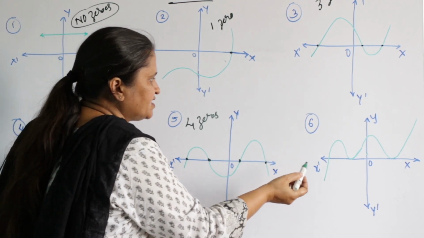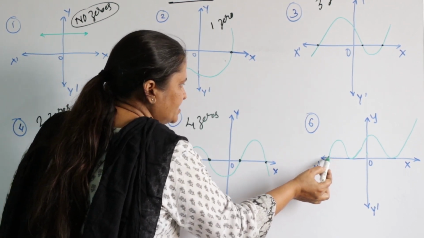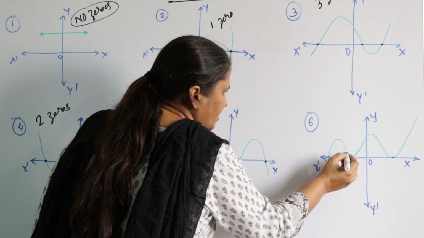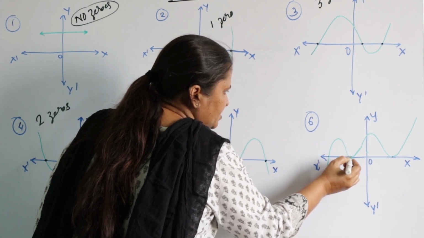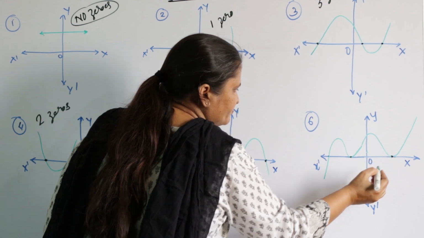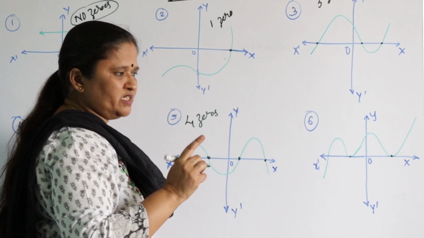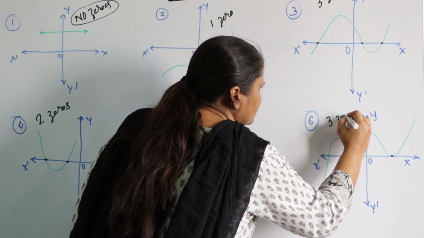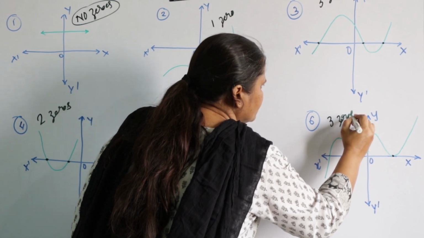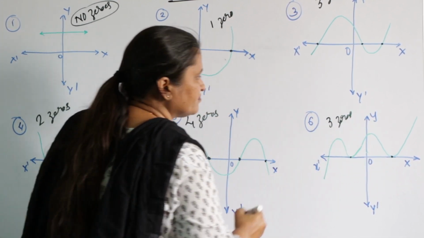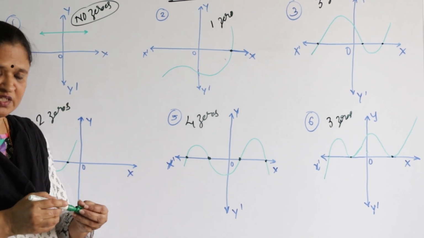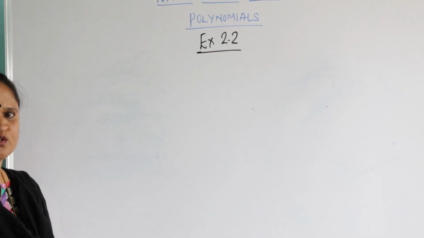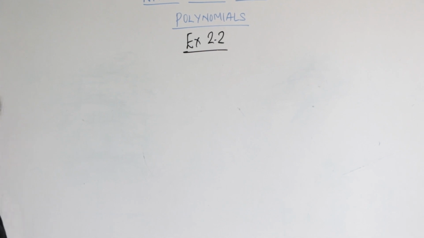Now, the sixth graph, if you notice, it intersects at 1, 2, 3 points. So as I had told you earlier, when it just touches the x-axis like this, we consider it as 1 zero. So it has 1, 2, 3 zeros. 3 zeros. Yes, you understood now? This is exercise 2.1. Now let us start solving exercise 2.2.